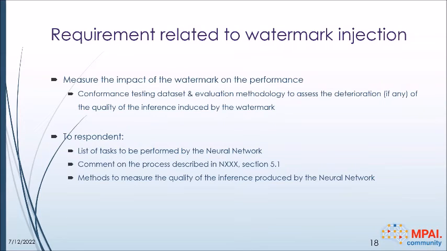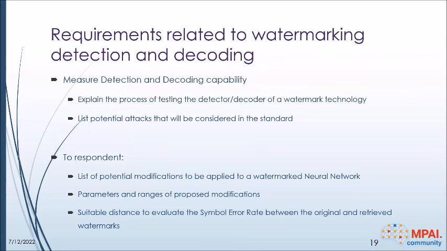So the respondents are expected to specify the list of tasks of interest to be performed by the neural network, and to comment on the process described in the call for technology. This NXXX is written like this because the number will change, but it will be made available when the call is released, as well as the method to measure the quality of the inference produced by the neural network. Next slide, please.